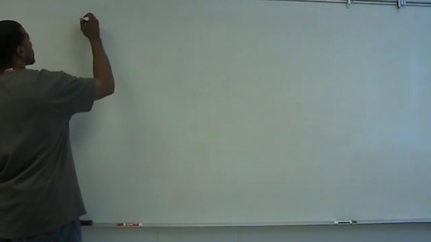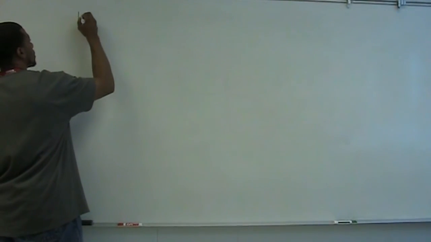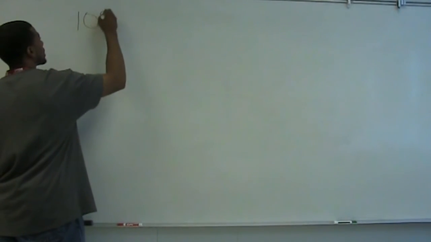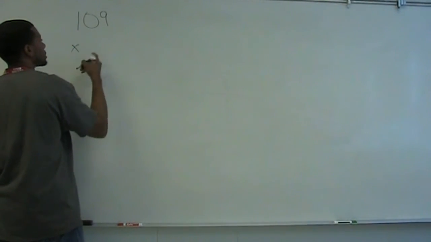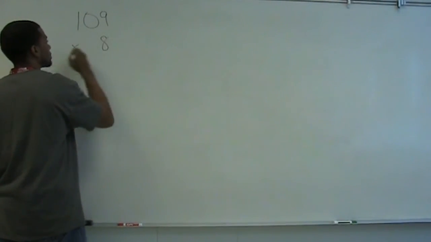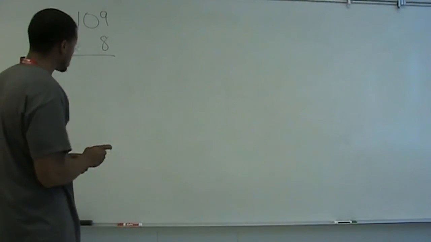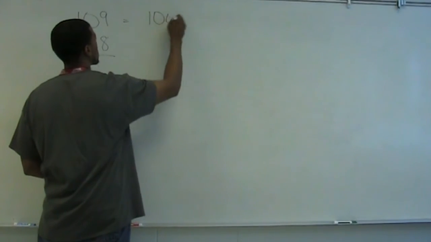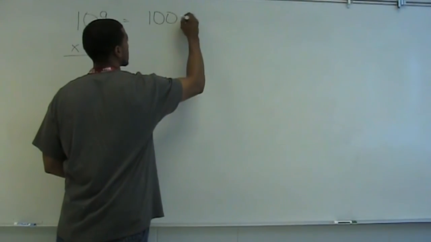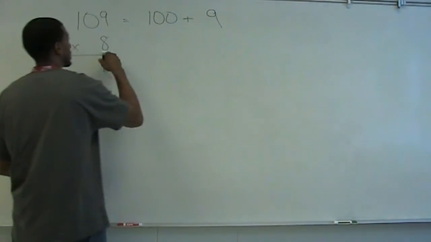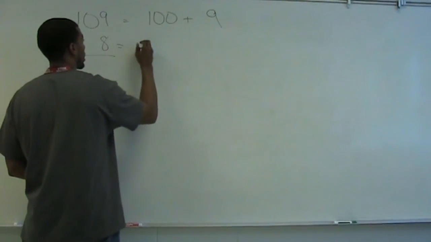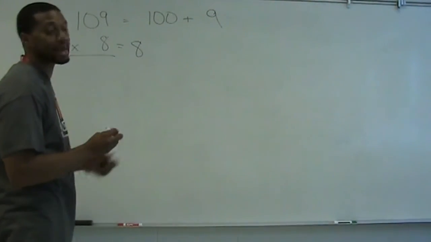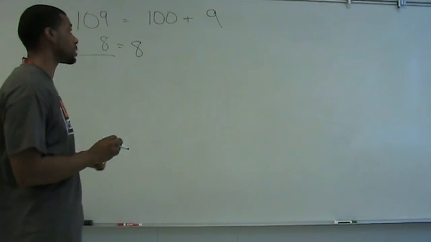My 3-digit number is going to be 109 times 8. 109 equals 100 plus 9. And then we just bring over our 8, because we cannot break 8 down any further. It's already in the ones place.